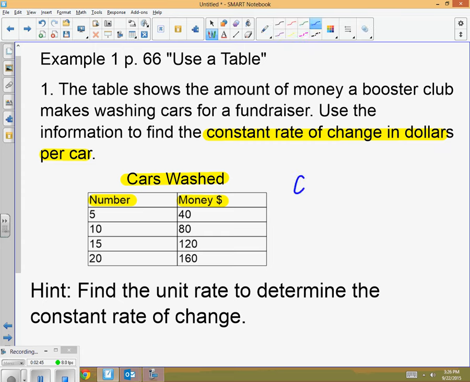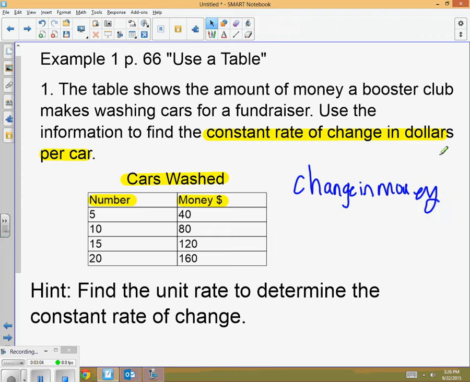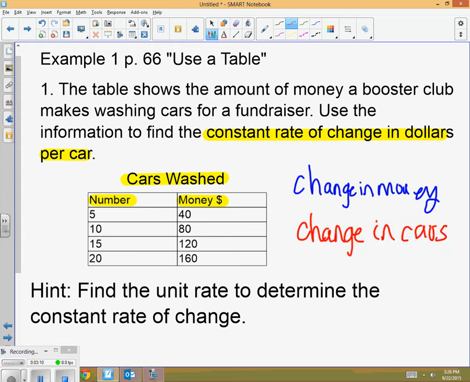So I'm going to write this out. Change in money. Oops. My smartboard's not very aligned. I apologize. Change in money divided by the change in cars. So I'm going to color code this. I'd like you to write this down in your notes, please.